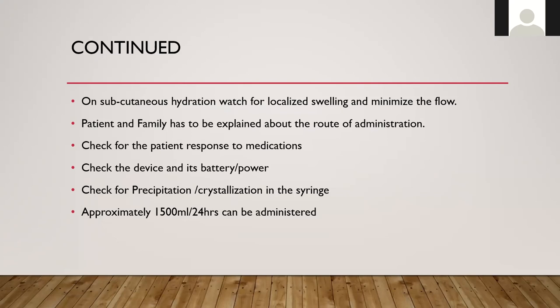Continuing on subcutaneous hydration, watch for localized swelling and minimize the flow. How do we regulate that? Assume the patient is in a semi-comatose state and was put on normal saline, 500 ml to run for 18 to 24 hours. How to regulate that? You have a regulating nozzle in between on the IV set. Only thing to keep in mind is that when you see a lot of swelling over the site, it means you have put it in very fast. You have to reduce the droplets so that the swelling will come down. And if you see very little swelling, you can increase the speed of the fluid going into the body. That's how you regulate that.